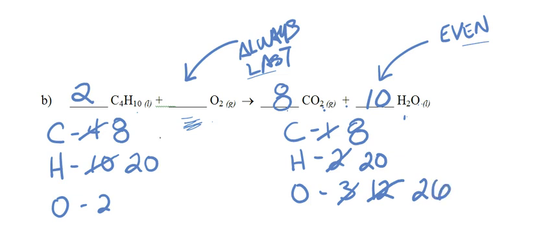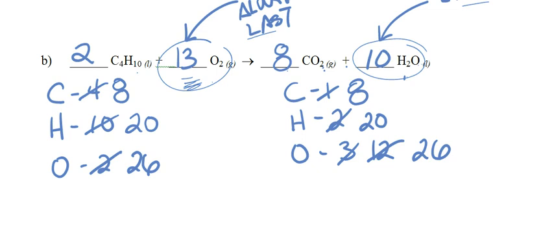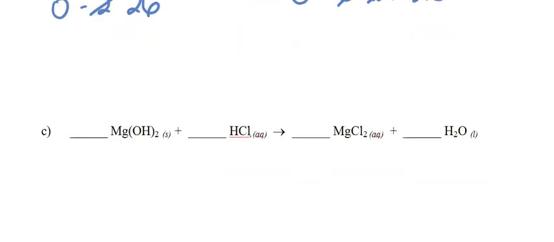So everybody else is balanced. Is it possible to get 26? You better believe it. Put a 13 there. Okay. So the reason why this went smoothly is because we made water an even value and we saved the oxygen for last. Now, again, you can do it any way you want, but there are ways it can be easy and there are ways that can be difficult. It's up to you.